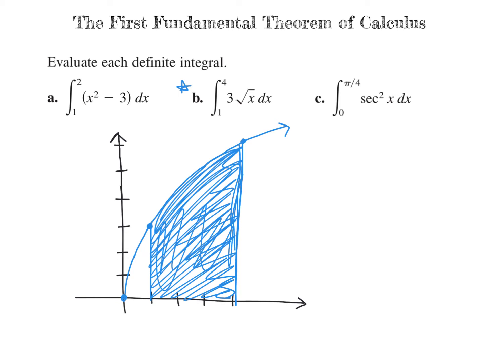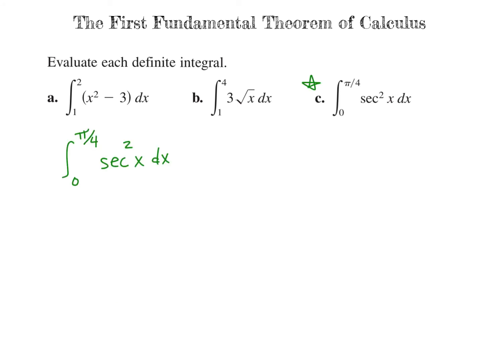is 14. In part C, we want to find the definite integral from 0 to pi over 4 of secant squared dx. The antiderivative of secant squared is tangent, and using the first fundamental theorem of calculus, we want to evaluate this tangent of x at pi over 4, then subtract it being evaluated at 0. The tangent of pi over 4, that's easy enough to plug in, minus the tangent of 0.